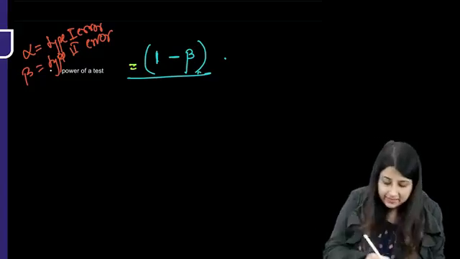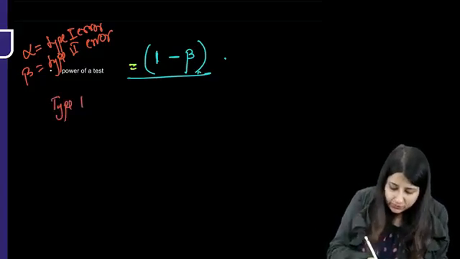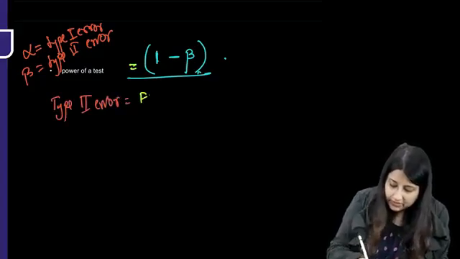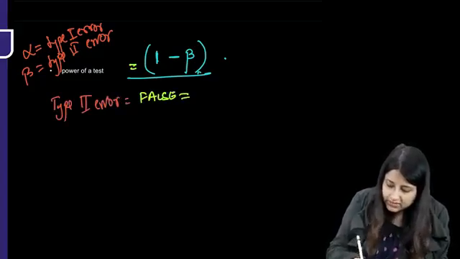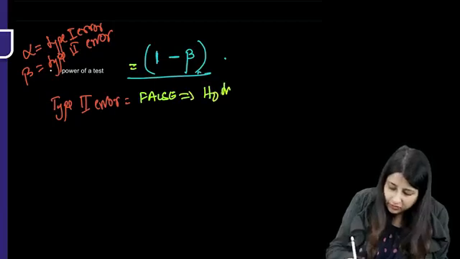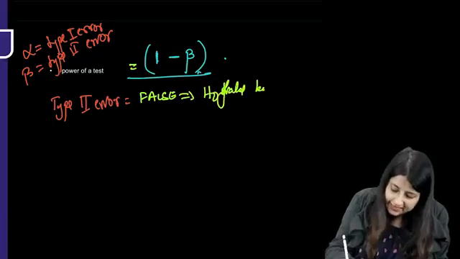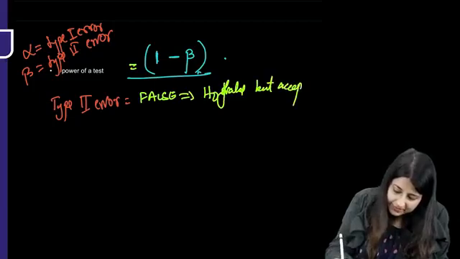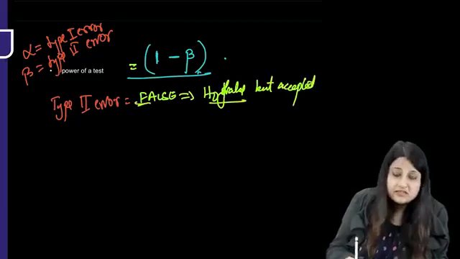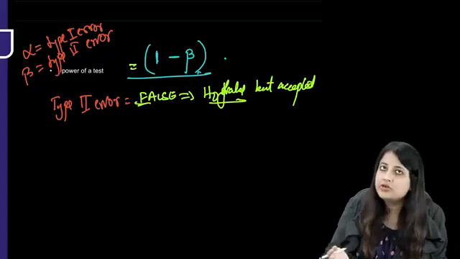What was type 2 error? If anybody asks you what is type 2 error, just remember this. Type 2 error is equal to the word false. It was that H naught is false but accepted. This simply means that H naught was false, your drug is good, but we could not show it.